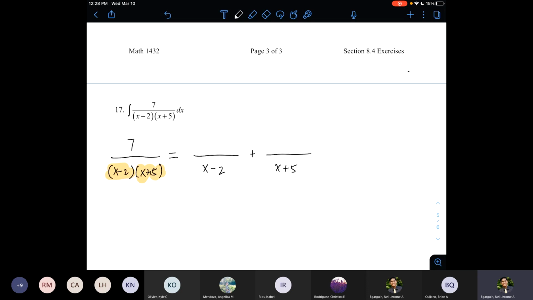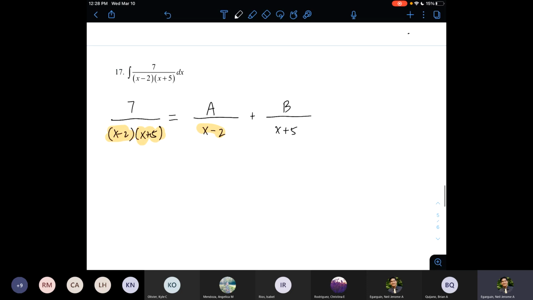And then the numerators are generic polynomials of 1 degree less than the denominator. The first denominator is linear, degree 1. So the numerator should be a generic degree 0 polynomial. But a degree 0 polynomial is just a constant. So this should be a generic constant. Let's call it A for now. And then also for the second term, we'll have a generic constant. Let's call it B as your numerator. Okay.